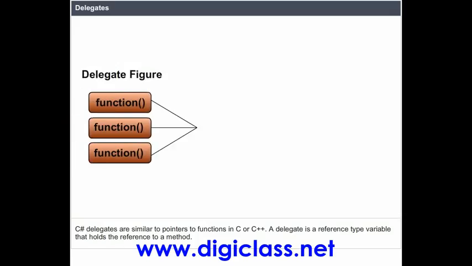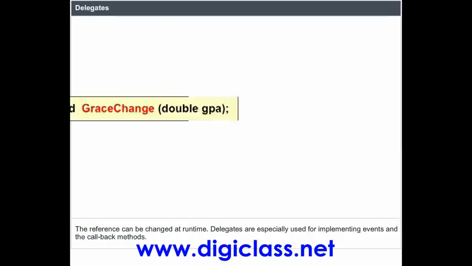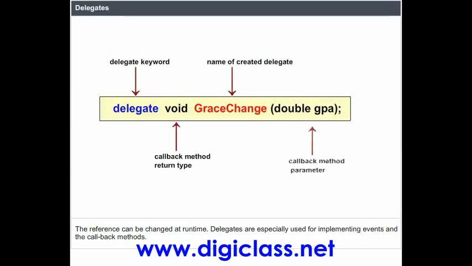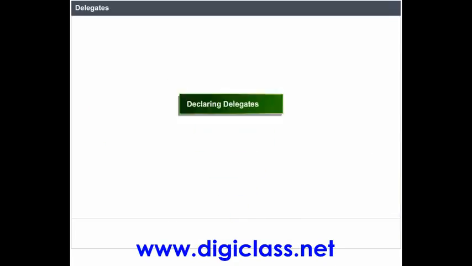Delegates. C# delegates are similar to pointers to functions in C or C++. A delegate is a reference type variable that holds a reference to a method. The reference can be changed at runtime. Delegates are specially used for implementing events and callback methods. All delegates are implicitly derived from the System.Delegate class.